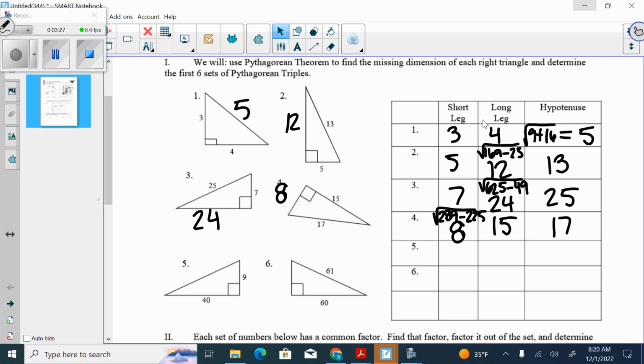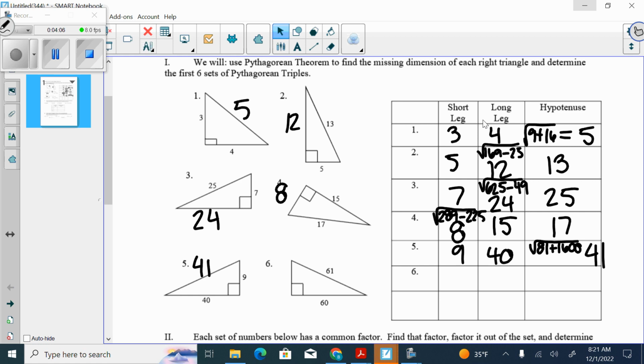All right, we got 2 more. For number 5, what are we missing? The hypotenuse. Okay, so this time we're going to add them. So I've got 9 squared, which is 81, right? Plus 40 squared, which would be 1600, right? What am I going to get when I add those and take the square root? Good. Okay.